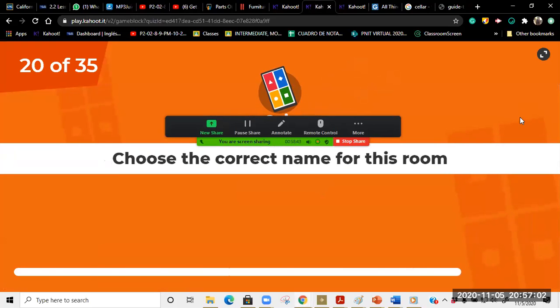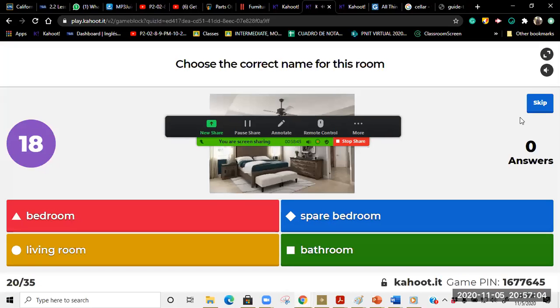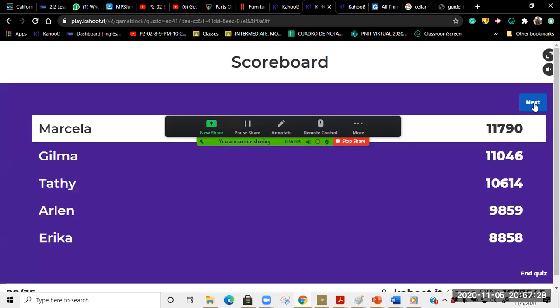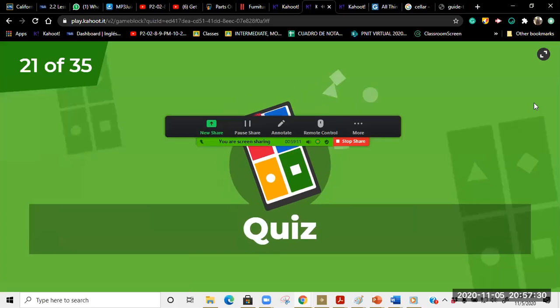Choose the correct name for this room. A bedroom, living room, spare room, or bathroom? Living room. Yeah. Y a mí no me aparece por el internet. It's a bedroom. Very good. It's a bedroom. Good job. Voy rapidito porque acá se nos acaba el tiempo.